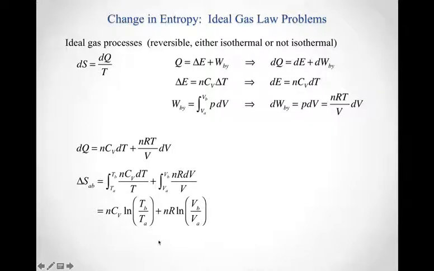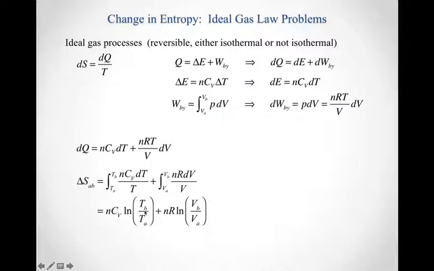So here's an expression that we can use for any process. We didn't have to build in any assumptions about what type of process it was to calculate the change in entropy for an ideal gas as it moves from state A to state B. We stated up front that we didn't care whether we had an isothermal process or not, but you'll notice if we do have an isothermal process, then the ratio of these temperatures is 1.